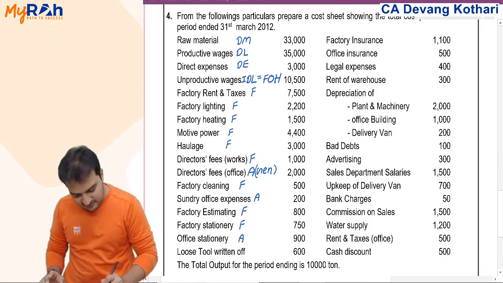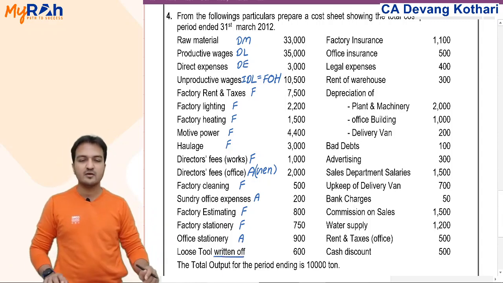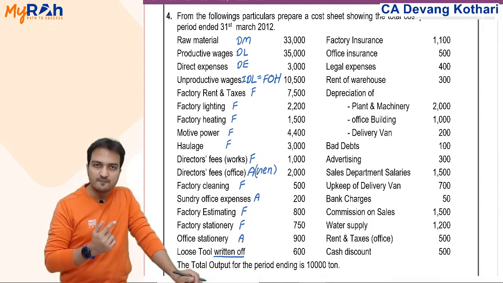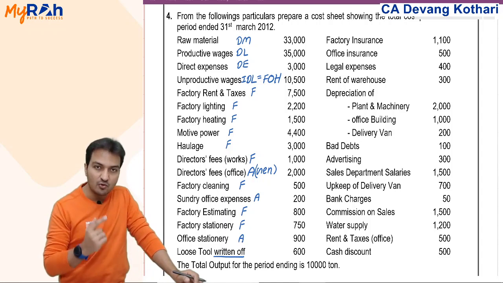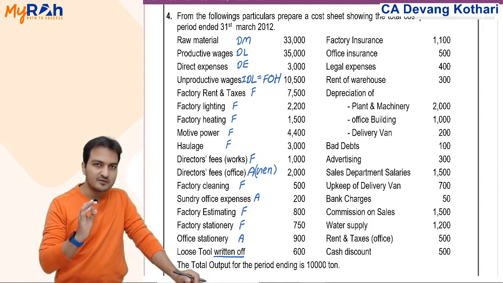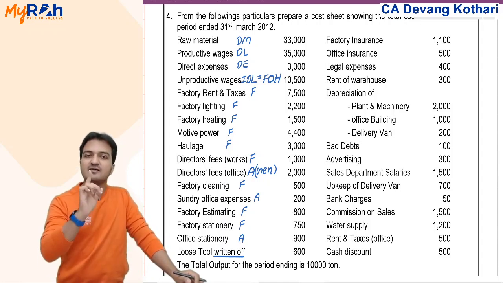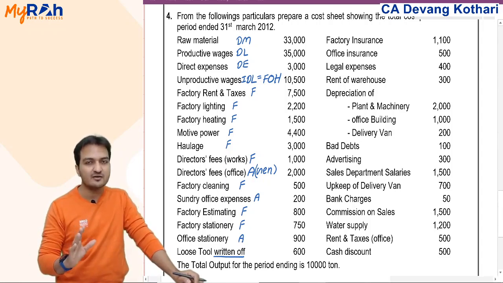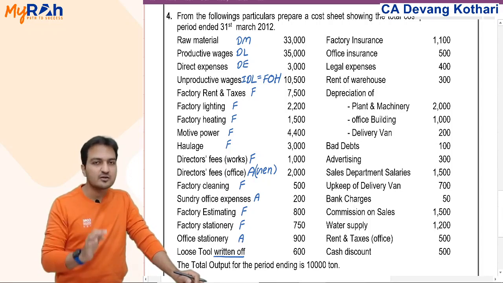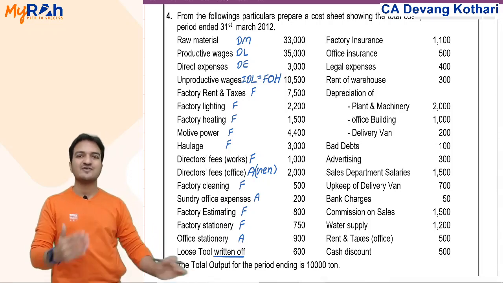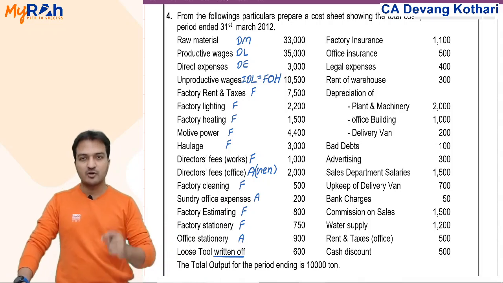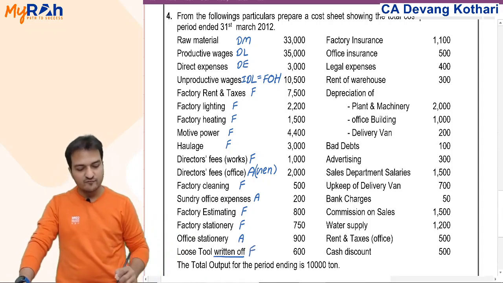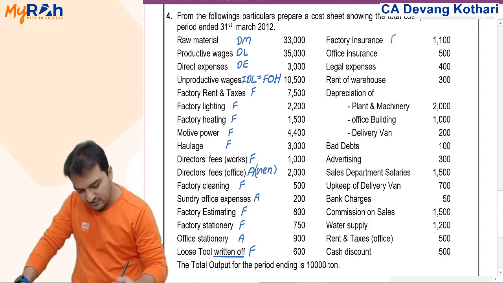Look, just because it is using the word written off does not mean you exclude it. I gave you the note and I was specific in the note saying that what is excluded? Goodwill written off is excluded. Anywhere you see the word written off, please don't exclude that. Use your brains. Only goodwill written off will be excluded. All types of written off is not excluded. Tools written off, because tools are used in the factory, that falls under factory overheads. Then factory insurance also, yes, factory overheads.